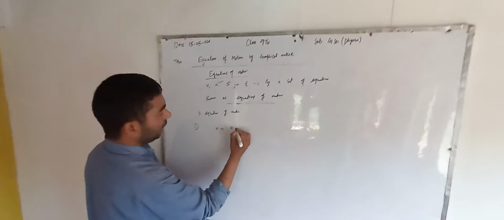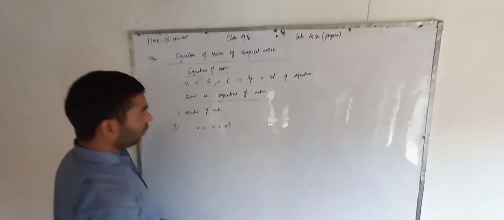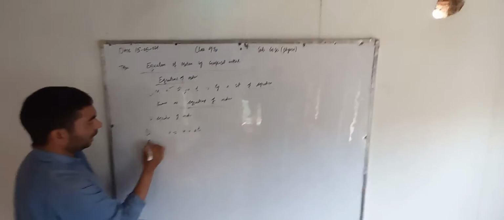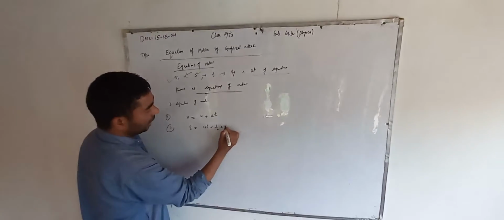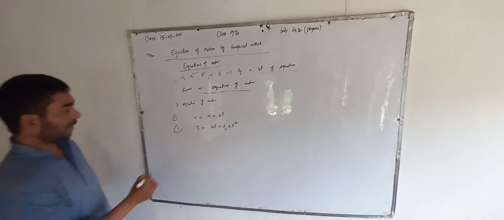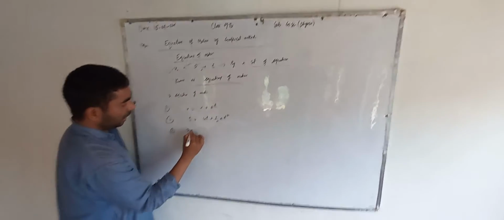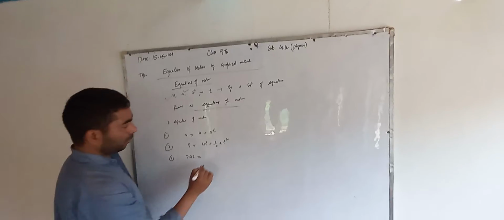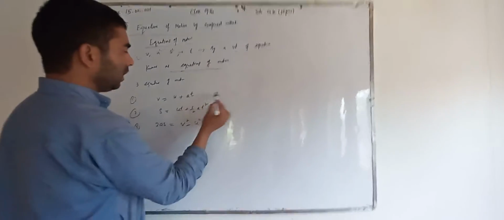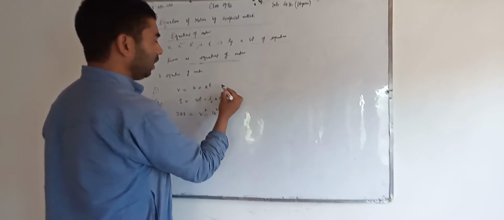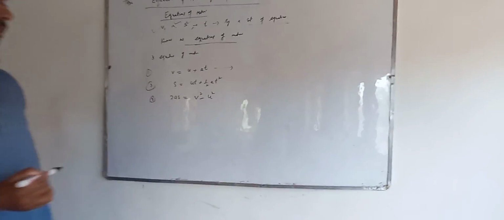u plus at. Okay students, v is equal to u plus at. Second equation है s is equal to ut plus 1/2 at square, students. Third one is 2as is equal to v square minus u square. These are the three equations of motion. And students, this equation first represents the velocity time relationship.